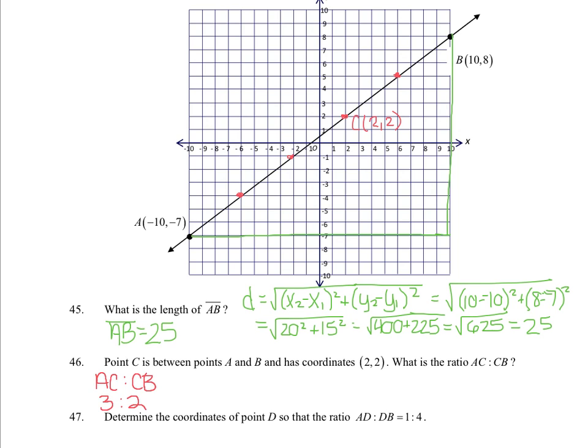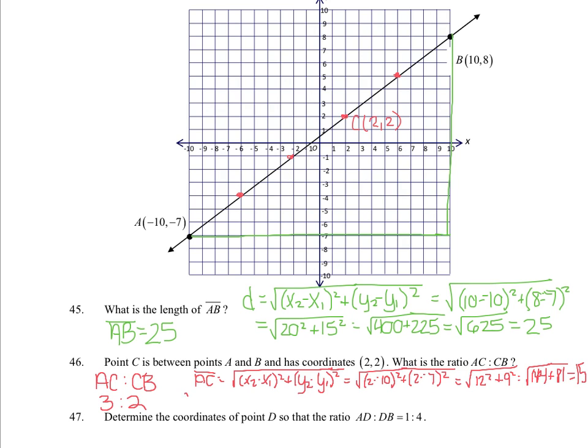Now that being said, another way to do it is find the length between AC. So doing the distance formula, x2 minus x1 squared plus y2 minus y1 squared, that's going to equal 2 minus negative 10 squared plus 2 minus negative 7 squared, which equals 2 minus negative 10 is 12, 12 squared. 2 minus negative 7 is 9, so plus 9 squared. This is the square root of 144 plus 81, which is going to equal the square root of 225, which is going to be 15.